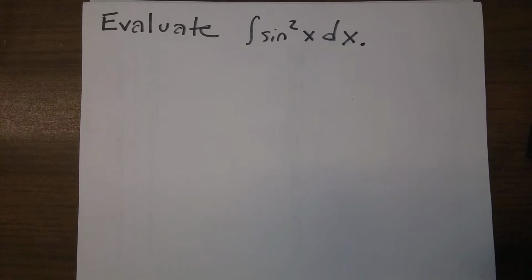In contrast to odd powers of trigonometric functions, even powers are usually a bit harder for us to deal with. We'll have to use some new tricks to deal with problems like this. So let's take a look at the simplest one. Evaluate the antiderivative of sine squared of x. There are two possible ways to do this.